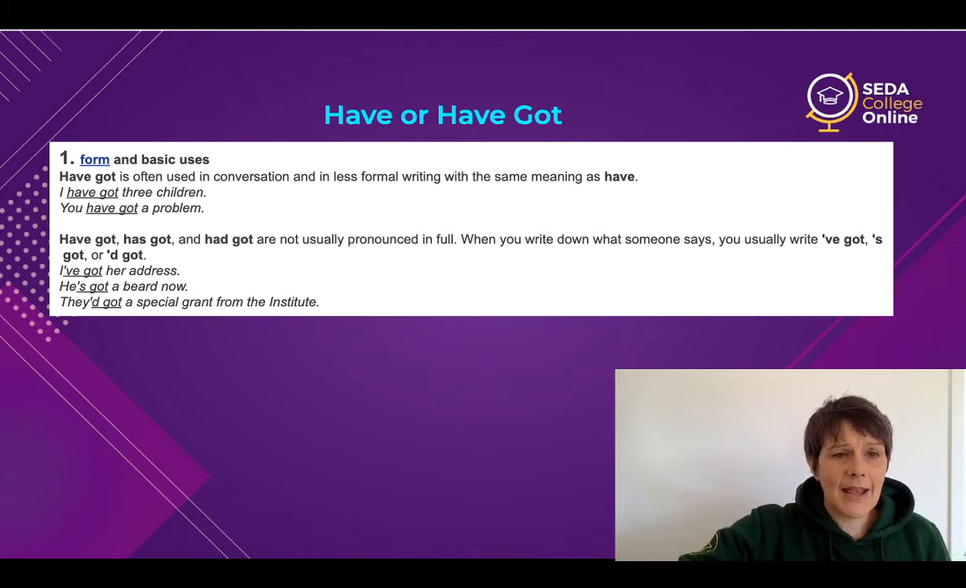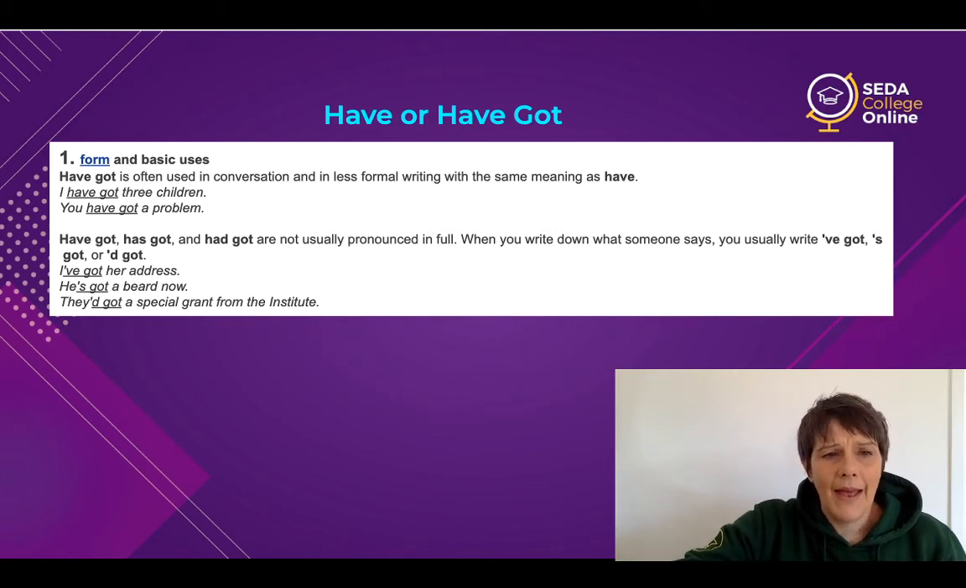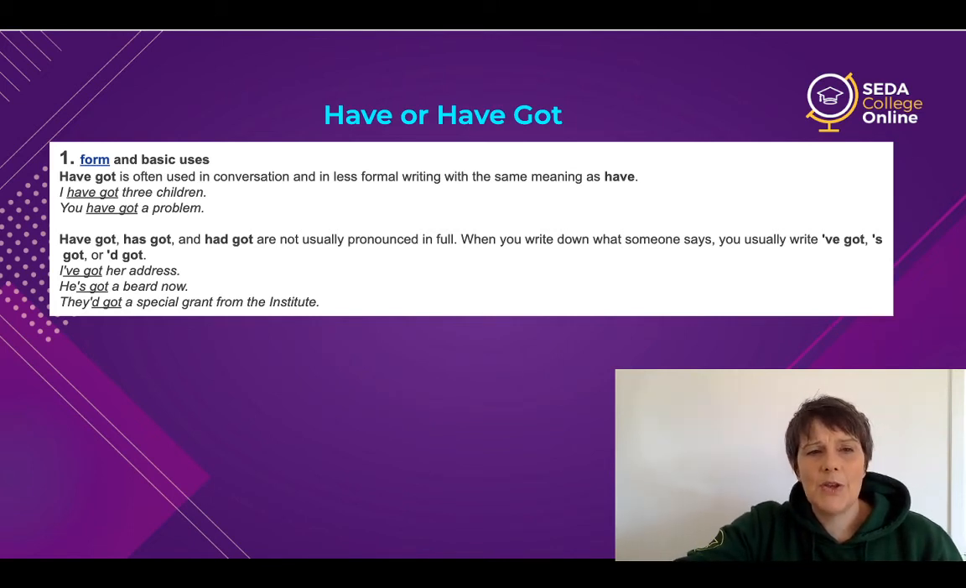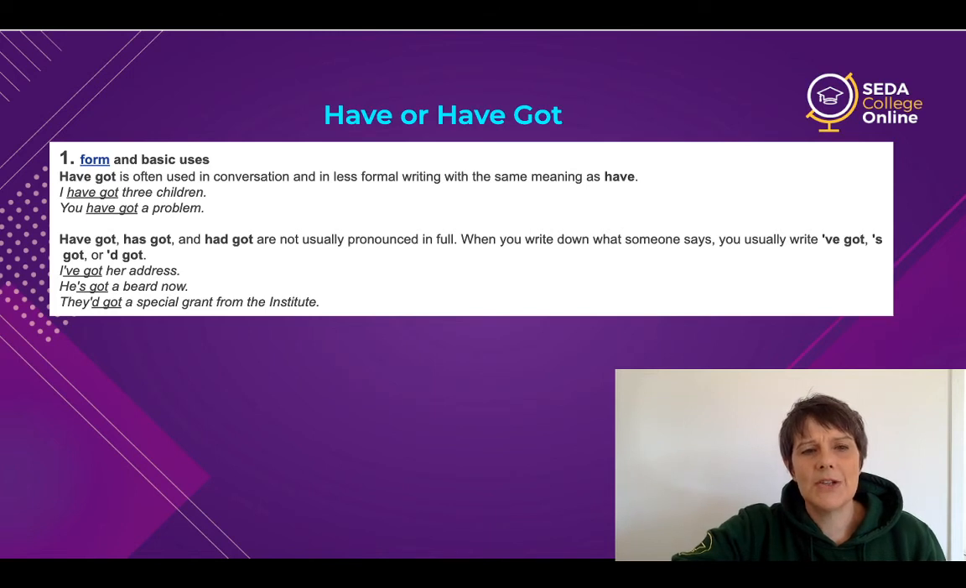You can either say, do you have 3 children, or have you got 3 children? Do you have a problem, or have you got a problem? But there are sometimes when you can't actually use have got. And like have got, also we say I've got. You wouldn't say I have got her address. You say I've got her address. He's got a beard. They've got a special grant from the institute. So the got is the strong part, and the have is the weak part if you say have got together.